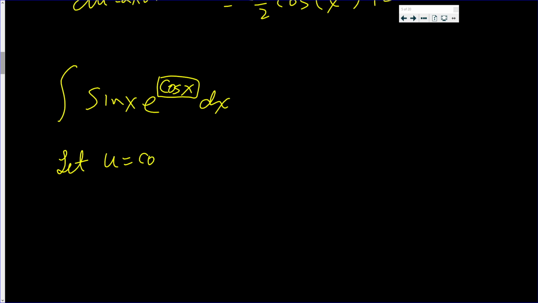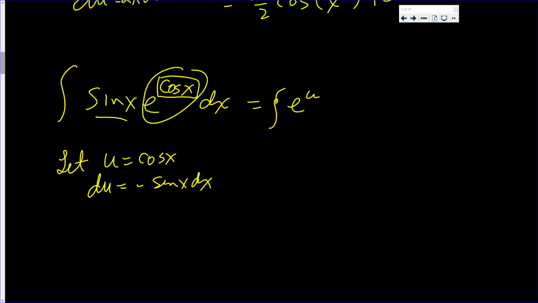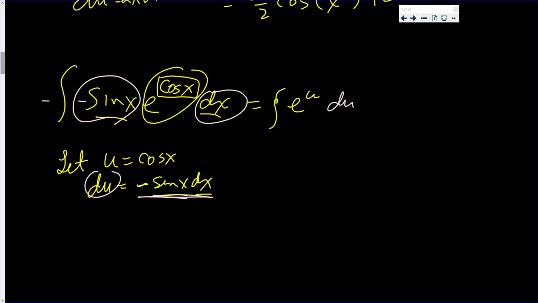Let u equal cosine x. Then du is negative sine x dx. So this piece is e to the u, and this times that, well, only if I had the negative. So I can put the negative and bring out a negative. So this piece times this piece, namely this, is du. But that's the simple integral, with a minus in front. The integral of e to the u du is e to the u plus c.